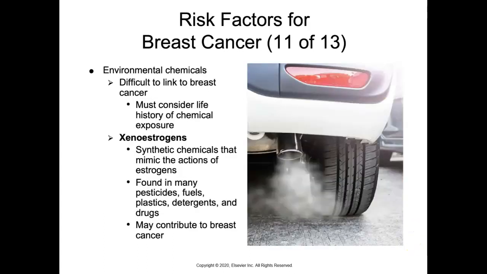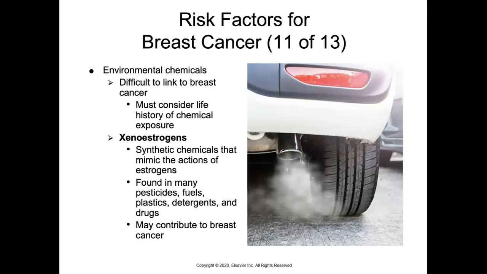Taking a look at environmental chemicals, we see that it's difficult to link them with breast cancer. We have to really consider the life history of chemical exposure. So it's not just one chemical that we're looking at, but a complex mixture of chemicals and their interaction with endogenous hormones. Chemicals in the body can accumulate in adipose tissue, interact with our physiology in an endocrine and paracrine manner, and remain in the breast tissue for decades.